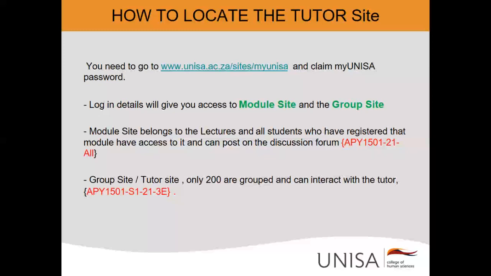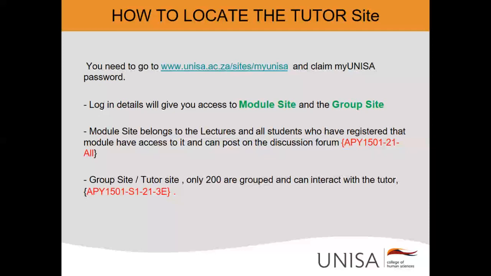So when you post something, it means that you are talking to all the 20,000 students there on the module site. And then on the group site, we have a minimum of 200 students there who are interacting with you and also with the e-tutor. The difference between the two sites, if you can check there in red, is that the APY 1501, which is the module code, still remains the same.